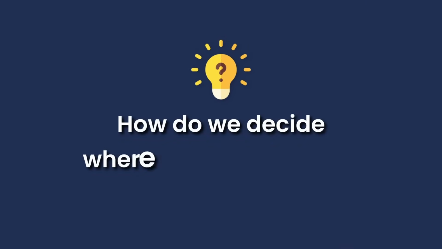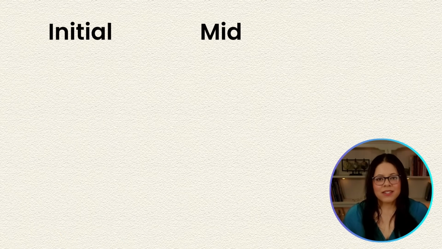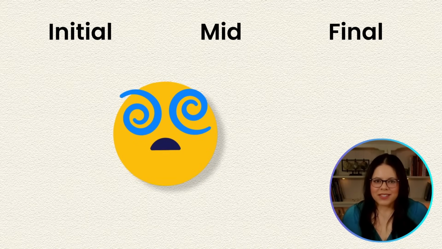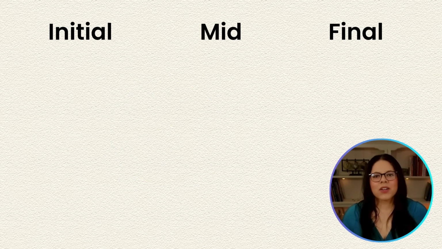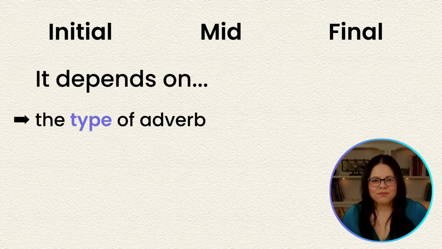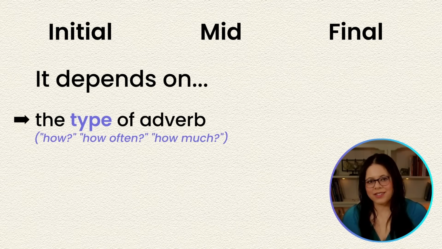Now, the important question is, how do we decide where to put the adverb in a sentence? Adverbs can appear in 3 possible positions: initial, mid, or final position. However, English is crazy, so there are a lot of exceptions, and there is some flexibility. It really depends on a few factors. It depends on the type of adverb. So, are we describing how often, how much, etc.?